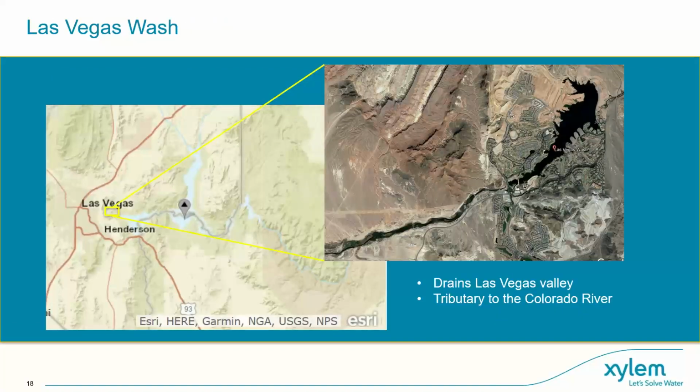And so for our case study here, we will be zooming into an area just to the east of Las Vegas. It's called the Las Vegas Wash, and it drains the Las Vegas Valley, so stormwater, treated water from Las Vegas, and runoff. It drains all of this eventually into Lake Mead and the Colorado River system.